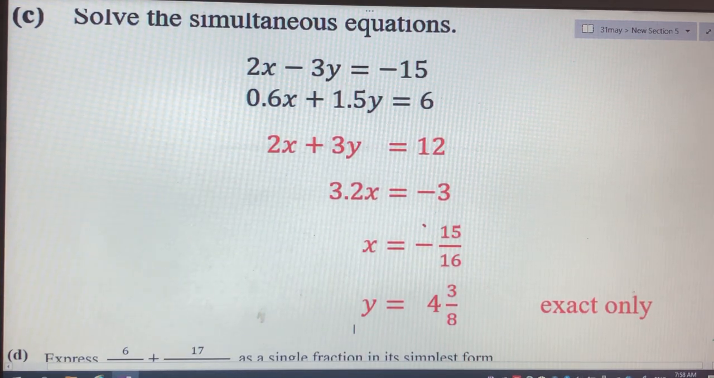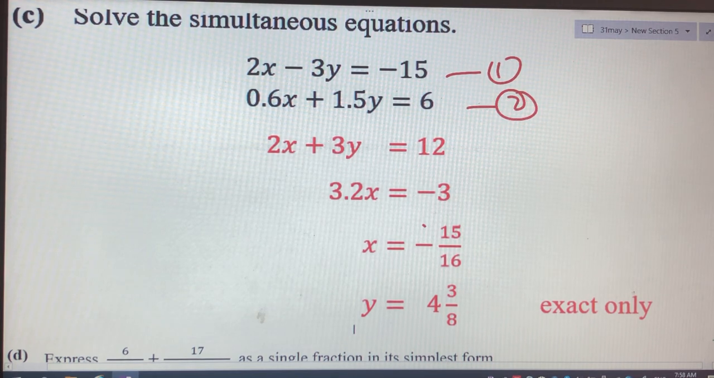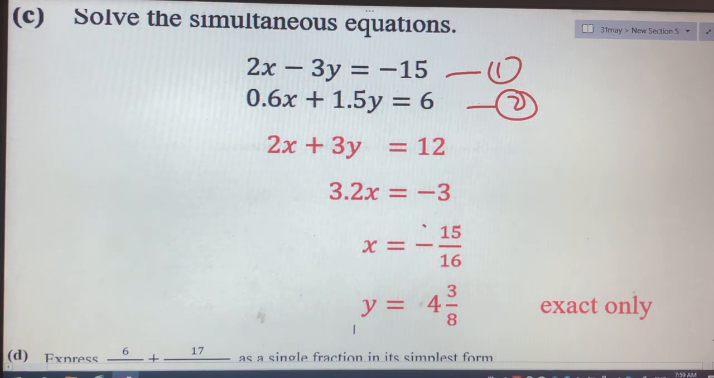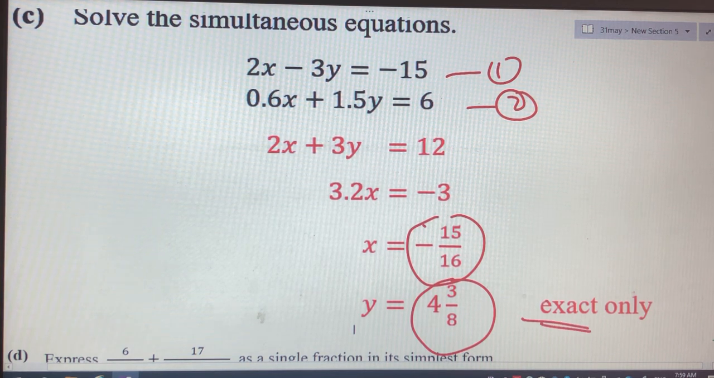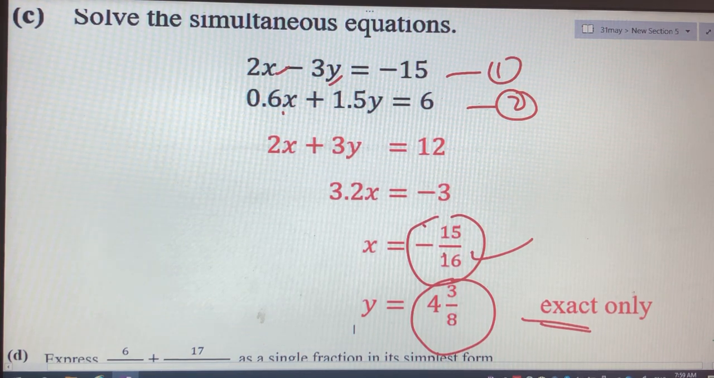Okay, now the next one is this. How do we get, you can either use elimination or you can use substitution method. Okay, this part here, I leave it to you. The only thing I want to say is, you cannot go and 3SF this one. It must be exact. Okay, yeah, and remember, always must find X and Y, because there are two unknowns here. Okay, two unknowns. You cannot just find X and then happily go to the next question.